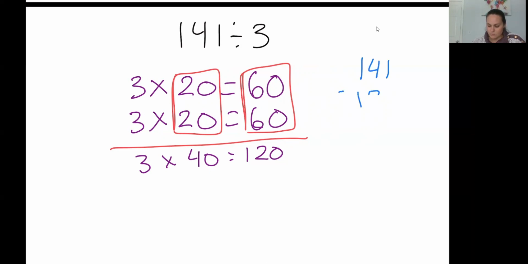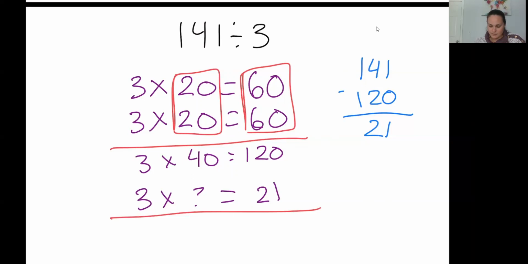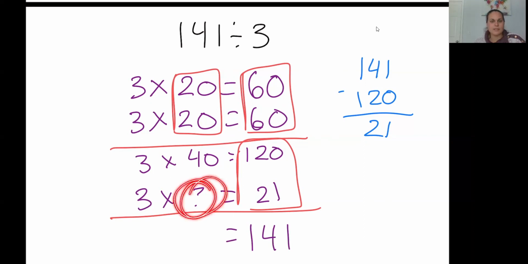141 minus 120. And like we know from before, it gave us 21 as an answer. So now I can do just like I did on the last time. And 3 times something is going to give me that last bit of 21, because this added up together is going to give me my final of 141. But I need to find out what this one is right here to give me that extra 21.